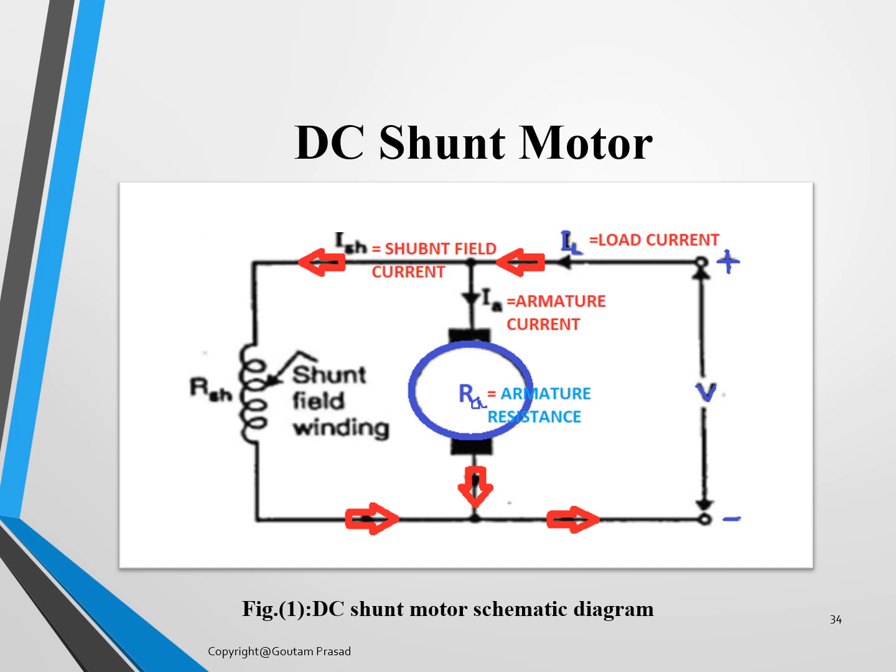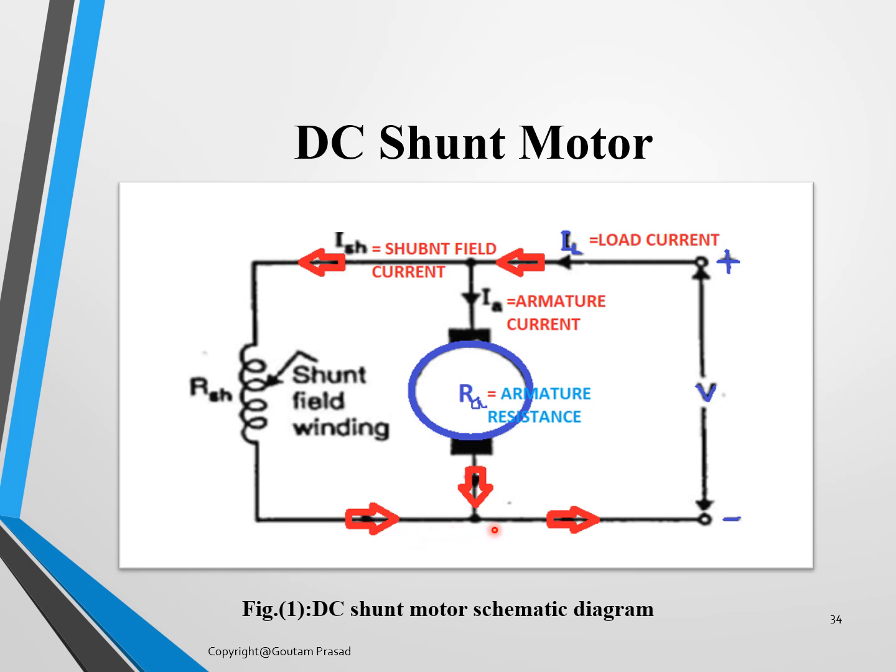Here is the picture that you were looking for. The field winding is on the left side, as you can see here, and this field winding is connected in parallel with the connections of the armature. The armature is connected to the voltage source V, and here is the complete load current, and this load current is divided into two parts, the armature current and the shunt field current.